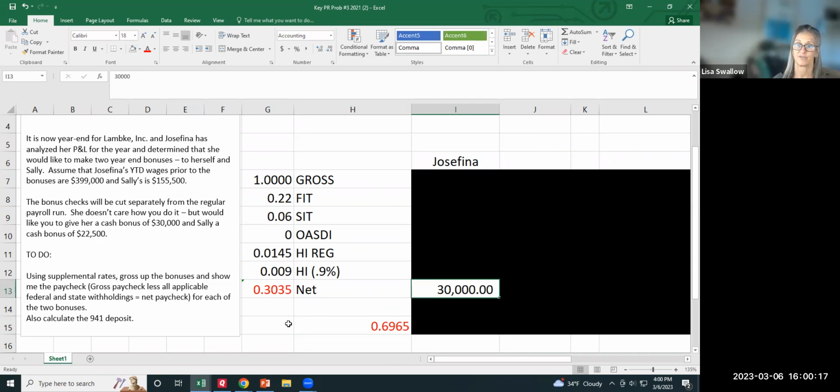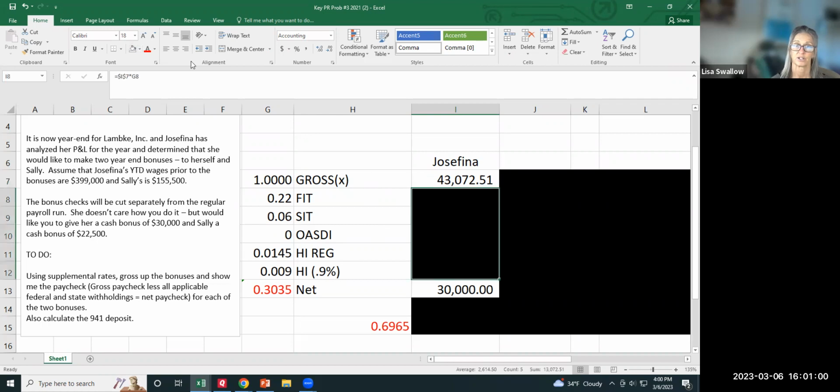So now that we know that, we take what we want the net check to be, which is 30 grand, and divide by the 0.6965. In other words, 30,000 is 69.65% of something. That something is X, and the X is the gross, right? So if we divide it, we're going to come up here and get the gross paycheck. And then really, it's just a matter of taking the gross times 22% and the gross times 6% and the gross times what, et cetera, and copying that down and then making sure that it rounds all the way to $30,000.